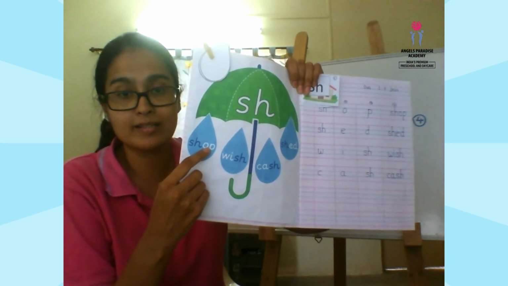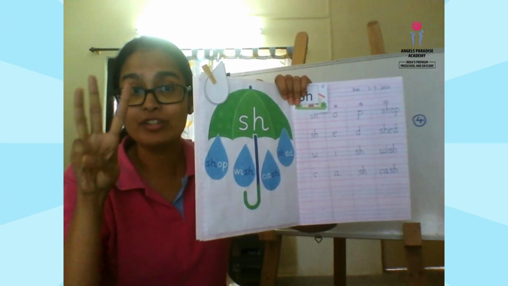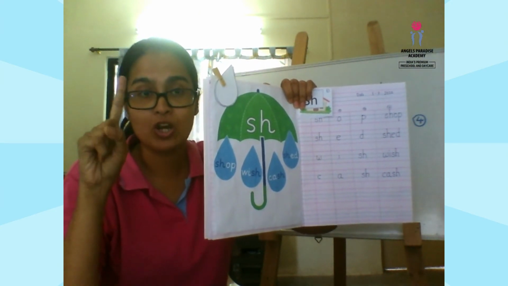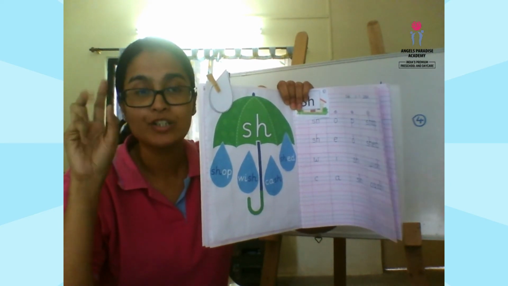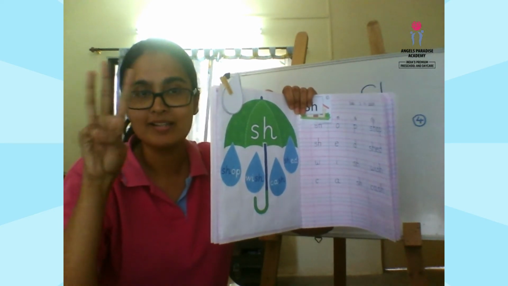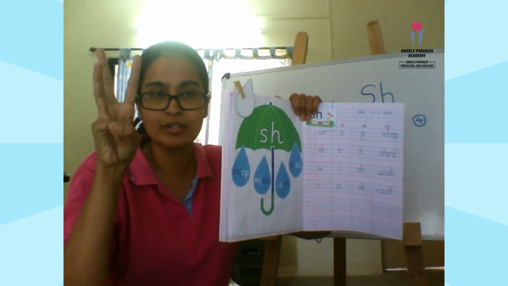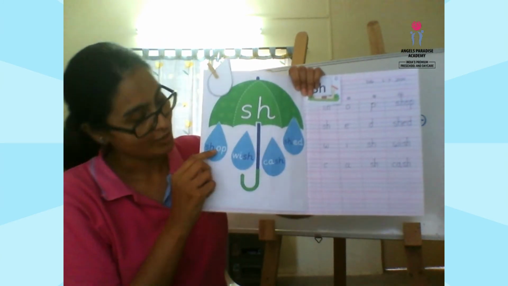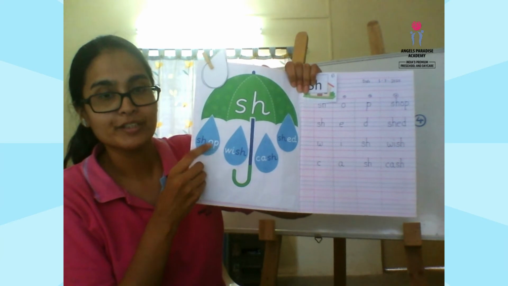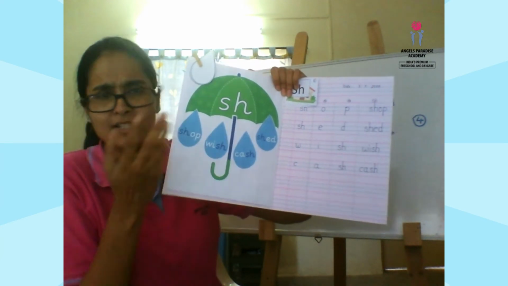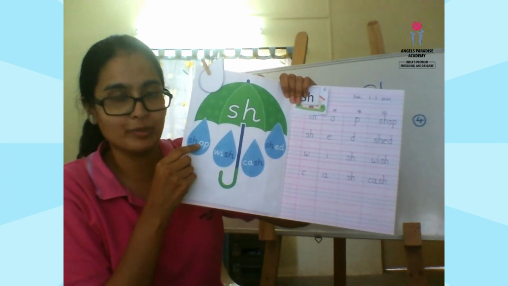How many sounds does it have? It has three sounds. Sh, o, p, shop. Say it once again. Shop. Sh, o, p. Shop. So it is very easy. It is like your three-letter word.